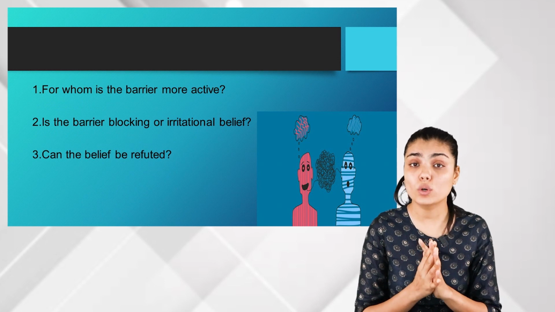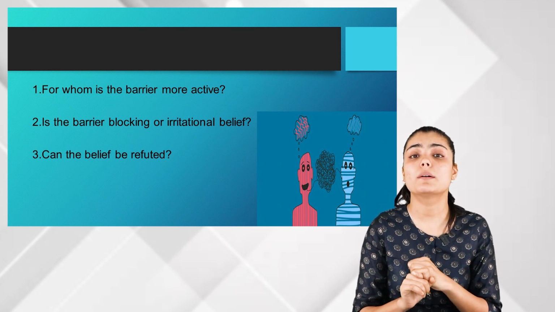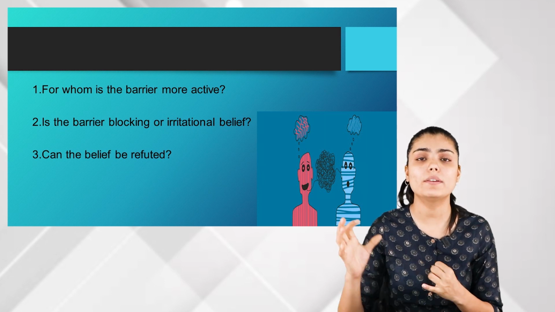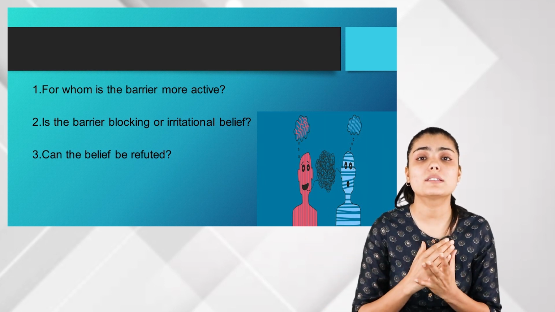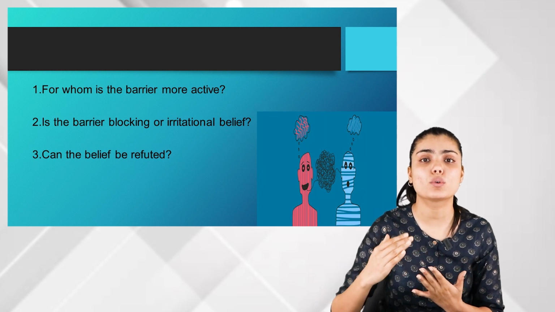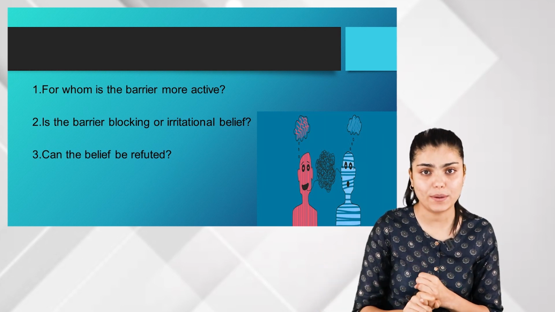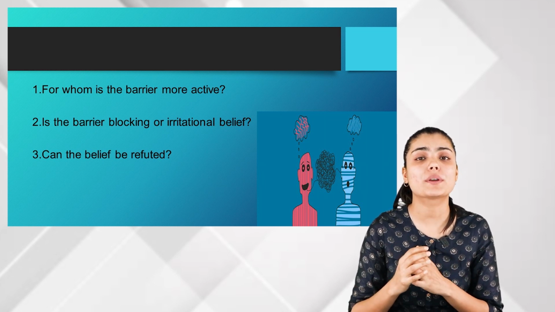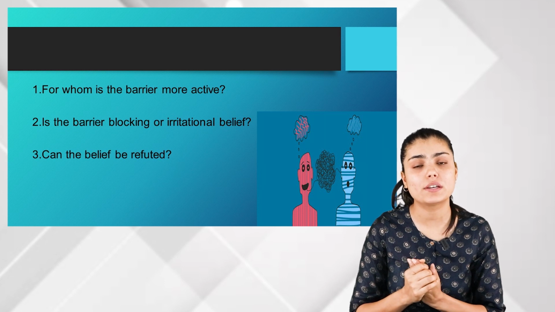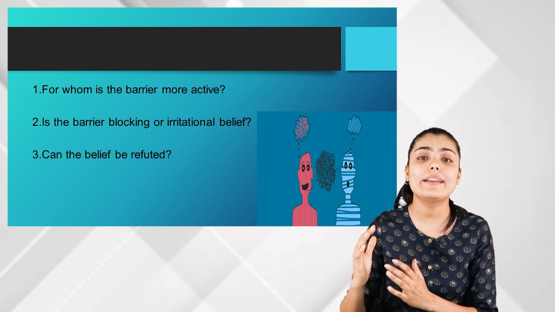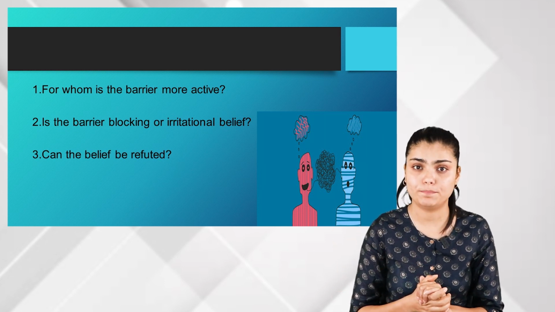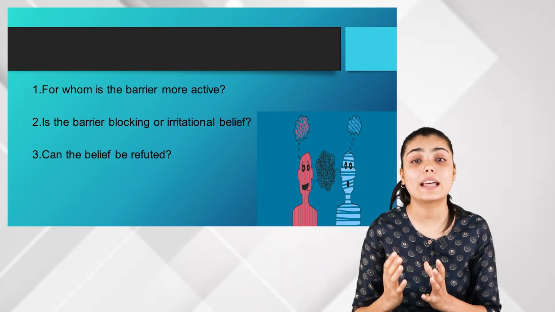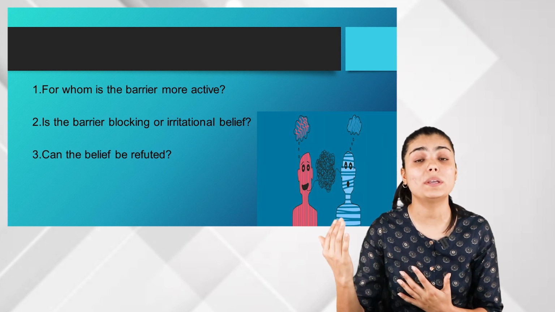Now here you have to look for whom is the barrier more active. Okay, there are 2 partners involved in a relationship, right? When there are 2 partners, for whom is this barrier more concerning or who shows the more barrier in the relationship? The first question. So here you have to look if the barrier is actually present and actually blocking your interpersonal relationship, or is it just an irrational belief of one of the partners. Now, if you find out that it is just an irrational belief, you have to see if that irrational belief of the partner could be changed.